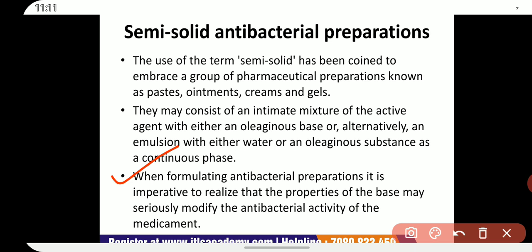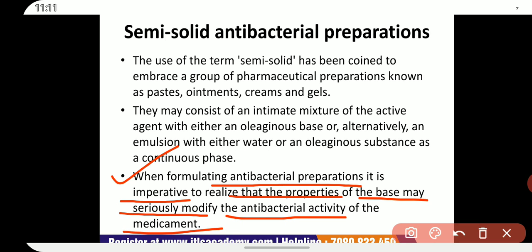When formulating antibacterial preparations, it is imperative to realize that the properties of the base may seriously modify the antibacterial activity of the medicament. It is quite useless to formulate a well proven antiseptic into an otherwise elegant pharmaceutical preparation without determining if the final formulation is itself an effective antibacterial agent.